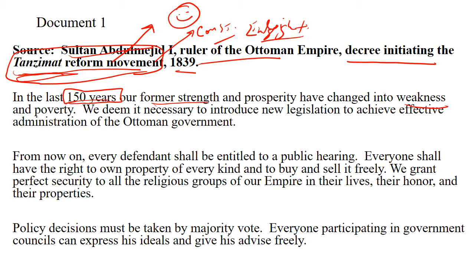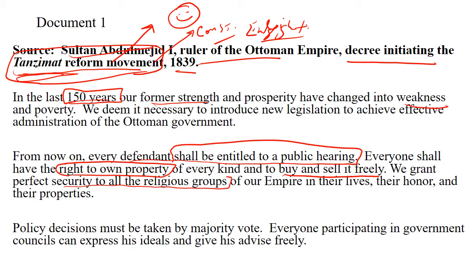So let's do some things that make us strong, like every defendant shall be entitled to a public hearing. Sounds like a jury by our peers. That's from the West. Everyone shall have the right to own property. That sounds like something from the West, that pursuit of happiness and all that business. Buy and sell freely, kind of a free or open economy, getting into capitalism a little bit, which again was starting to be the thing in the West. And security for religious groups, that is to say, here comes freedom of religion.